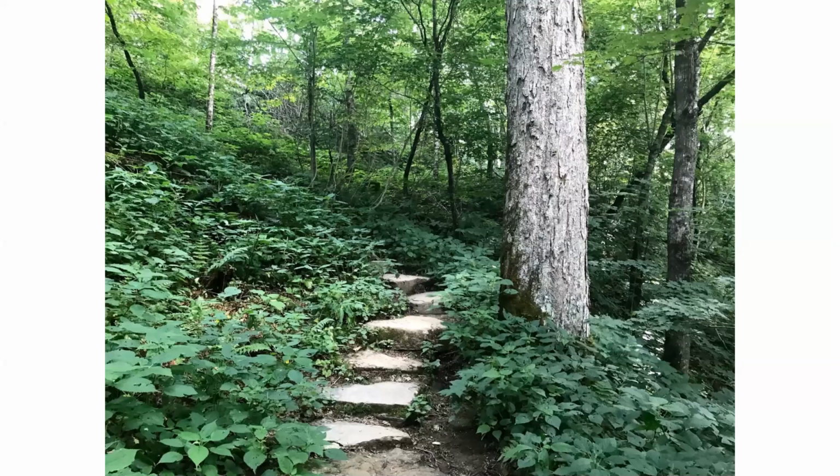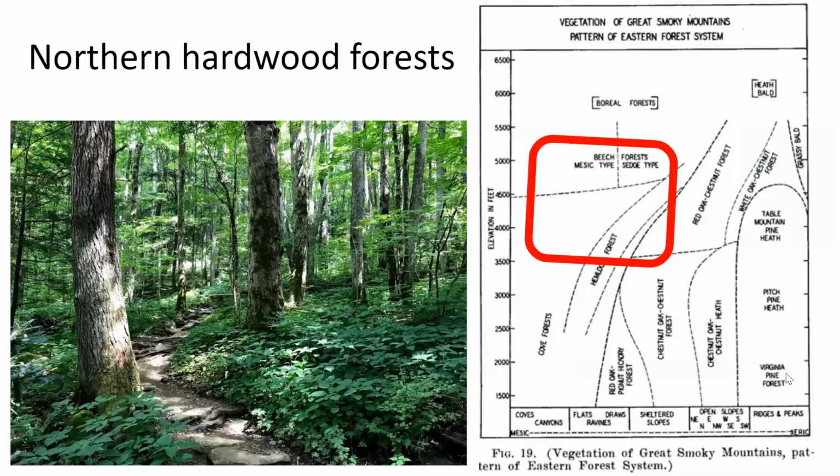So we're going to start again with a general photo that just gives you a sense of the structure and topography and the physiognomy of these forests. So this is a photo from the Profile Trail at Grandfather Mountain, looking at northern hardwood forest, and this is a really giant Aesculus flava, yellow buckeye tree. And so northern hardwood forests are found in this part of Whittaker's diagram, right? So above 4,000 feet. He lists them as beech forests and says it is a mesic type and a sedge type. And so this is kind of where we're finding them.